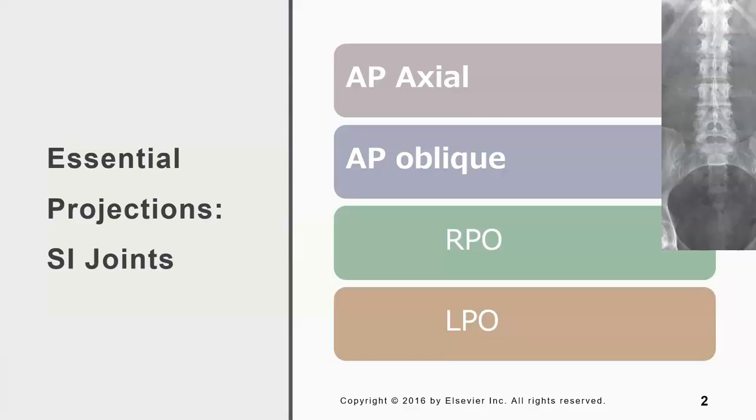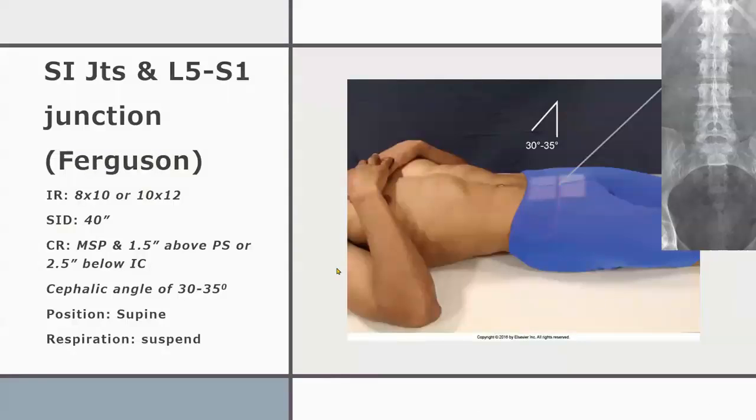Okay, so to start off with, the SI joint, we're going to use an 8x10 or 10x12. If you use an 8x10, I would put it in landscape, long ways. 10x12, you can do either way, because what we're looking at are the SI joints at the widest portion of the sacrum where it connects up to the pelvis.